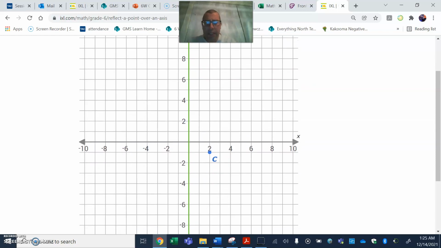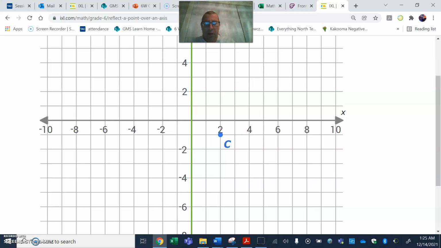So they've actually plotted it for me right there. We went to the right 2 spots, and we went down to the -1, and there's your C. They want it reflected over the y-axis. Remember, your y-axis goes straight up and down.